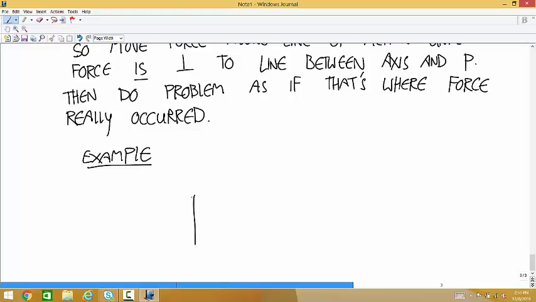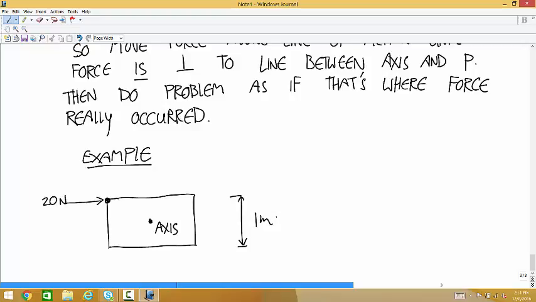So okay, here's an example problem. So let's say the body is this. And the axis is the center. And let's say a horizontal force of 20 newtons is applied at this corner. Say this distance is 1 meter, and this distance is 2 meters.